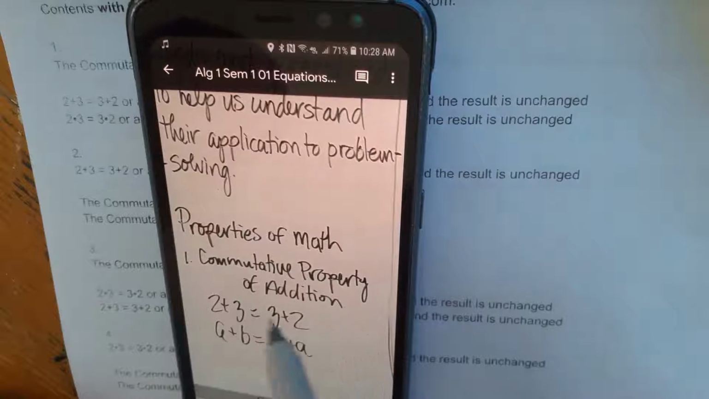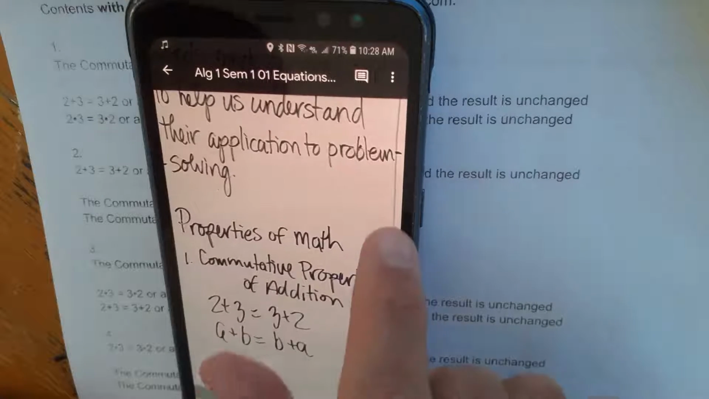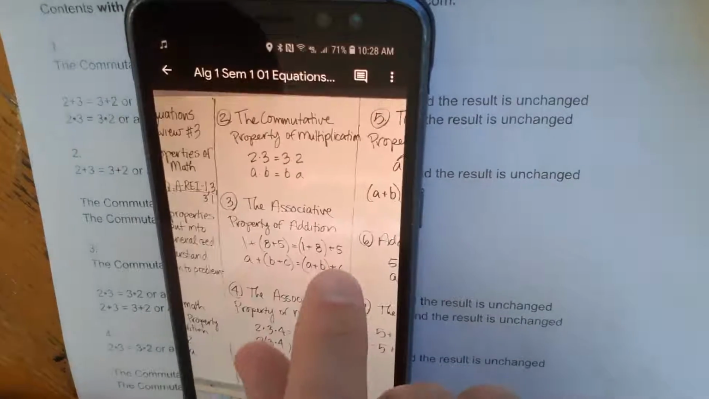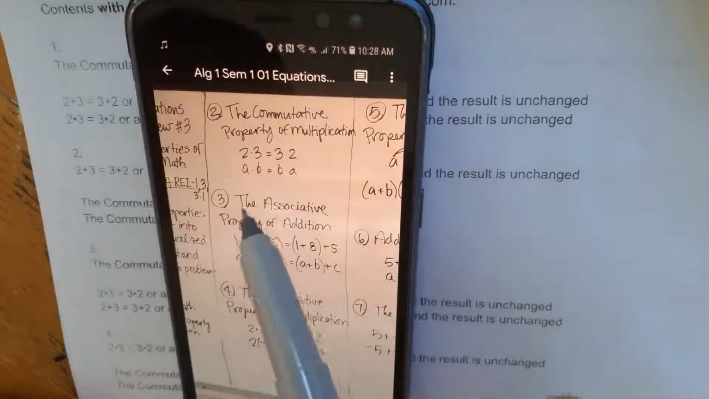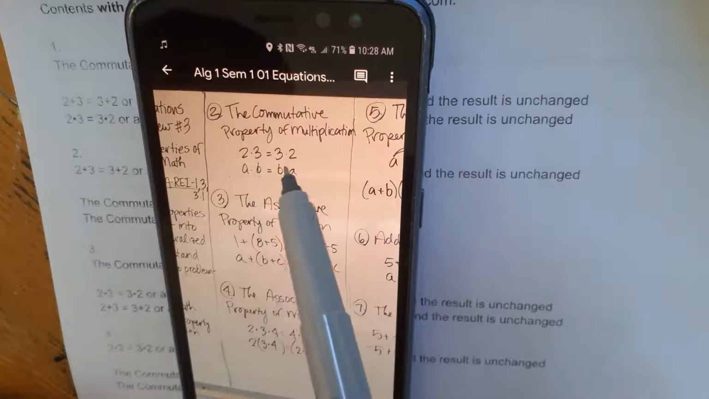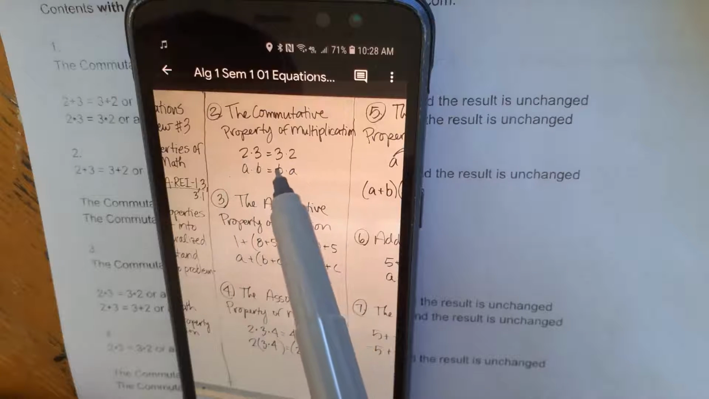There's the Commutative Property of Addition. Notice that you can switch the 2 and the 3. 2 plus 3 equals 3 plus 2. They both equal 5. These are fundamental properties you probably have been studying for quite some time in your life. Well, go back and do them again, and this lesson's going to be on these. The commutative property of multiplication is the same thing, but with multiplication. 2 times 3 is 6, and 3 times 2 is 6.